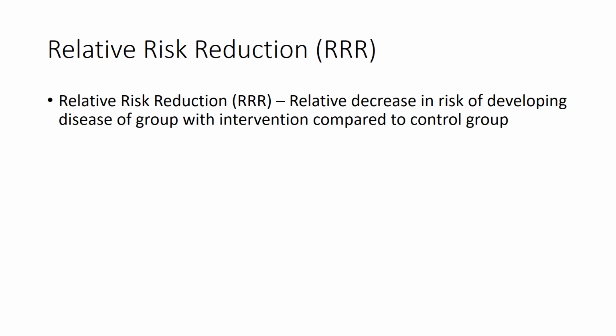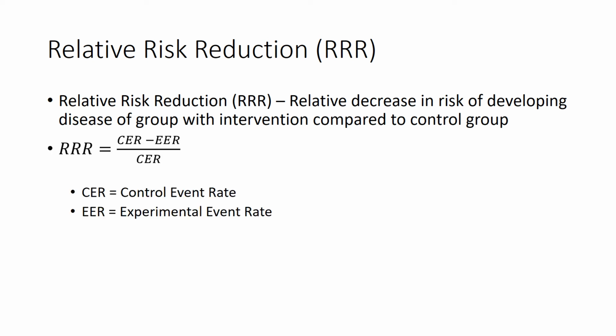Relative risk reduction is the relative decrease in the risk of developing disease for a particular group with the intervention compared to just the control group. So let's take a closer look at what that means here. It means that if we had a particular control group, in this case the placebo, they have some event rate for developing the disease. Compared to the group with intervention, or the experimental group, that has their own risk of developing disease, in this case with the new anti-malarial drug.